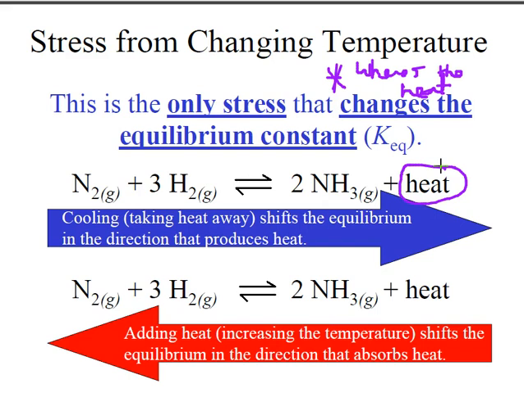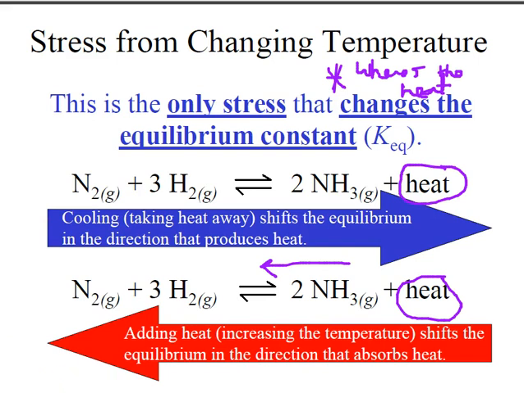So if we cool down the system, we're taking away the heat, so we're going to shift to produce more heat. If heat is a product, as it is here, and we heat up the system, then we've got too much heat, so we're going to shift to relieve that stress, or absorb the heat, and decrease the amount of heat. So heat is treated just like any other reactant or product. If it goes down, we move toward it, and if it goes up, we move away from it. The only thing we have to figure out is where's the heat. So if it's exothermic, we're going to have heat as a product, but if it's an endothermic reaction, we'll have heat as a reactant.